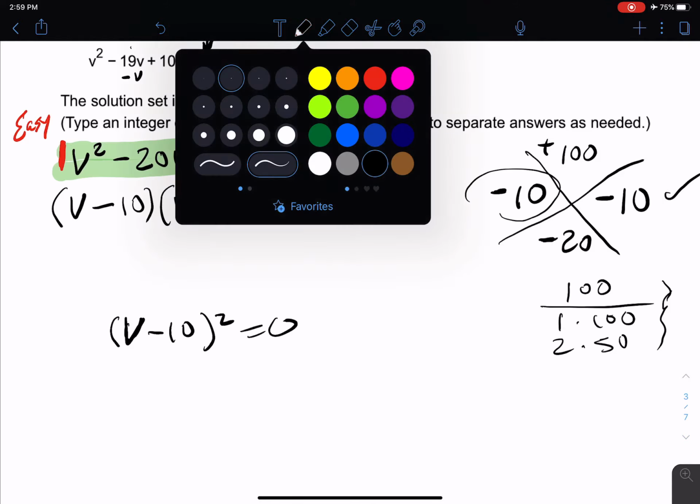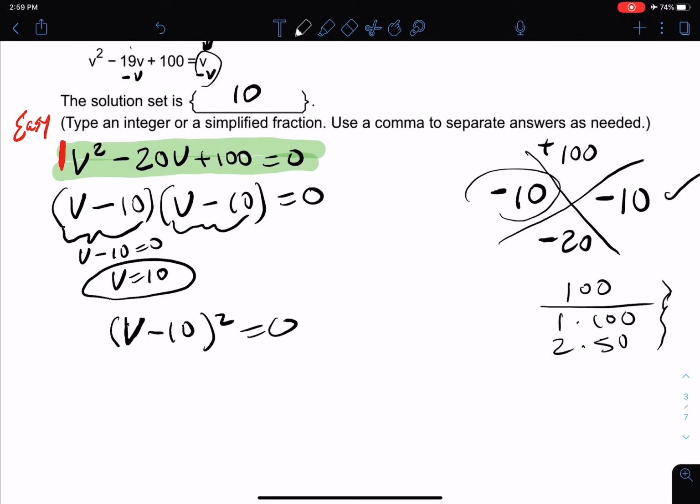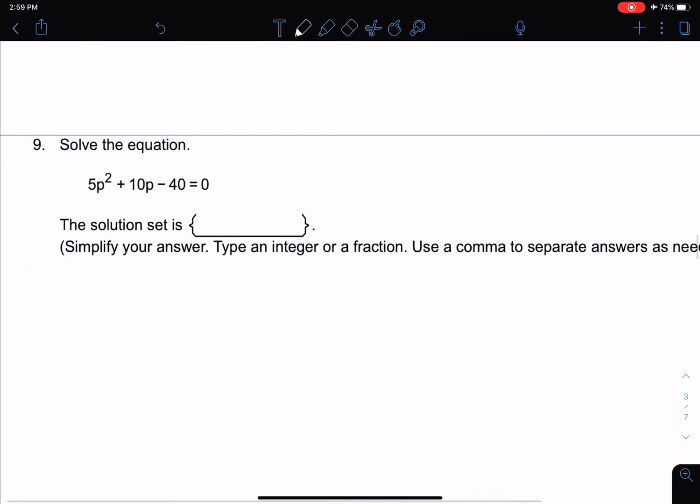So the question is, how many answers am I going to get? Well, I set v minus 10 equals 0, so I get v equals 10. And you guessed it, when you set the second factor equal to 0, you also get v equals 10. So you only write it once. This is called a double root. And you only write it once. So v equals 10. All right, let's take a look at the next problem, number 9.